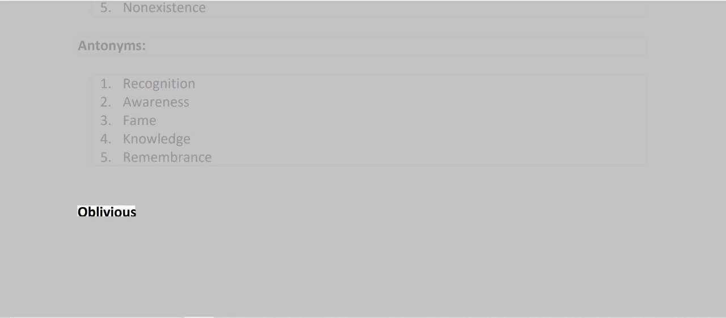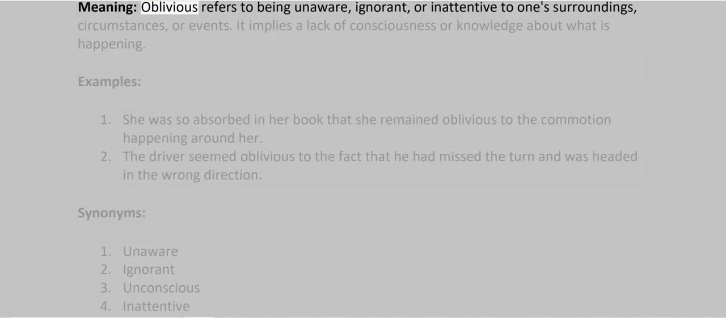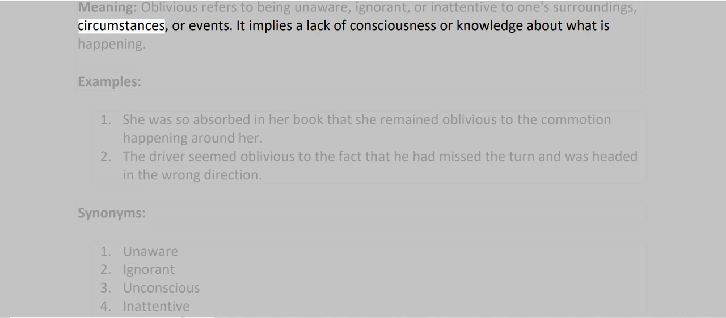Oblivious. Meaning. Oblivious refers to being unaware, ignorant, or inattentive to one's surroundings, circumstances, or events. It implies a lack of consciousness or knowledge about what is happening.